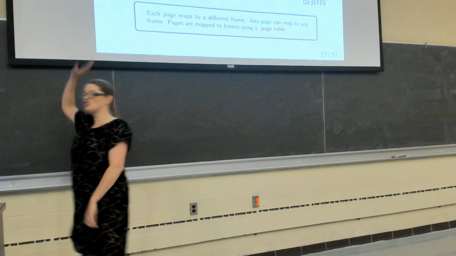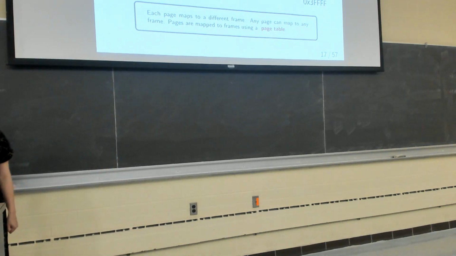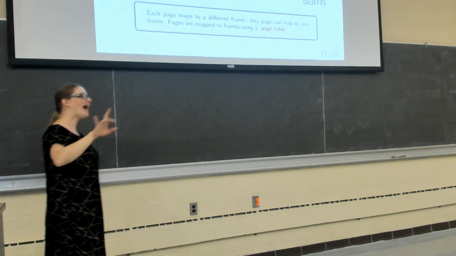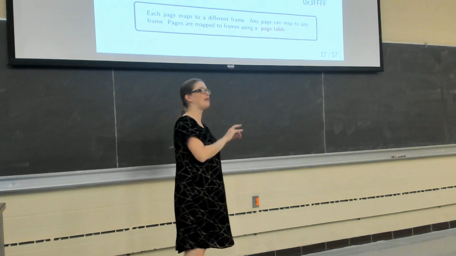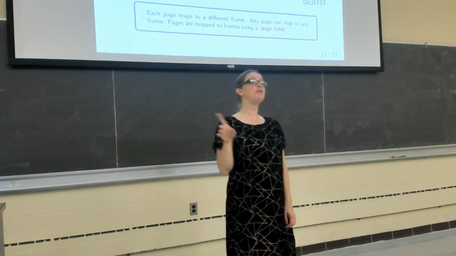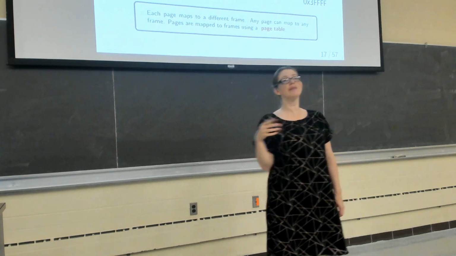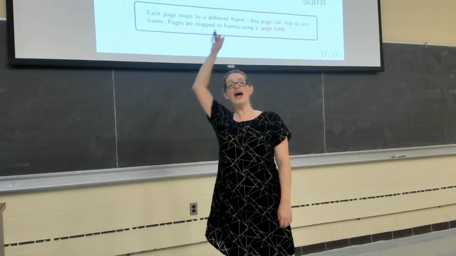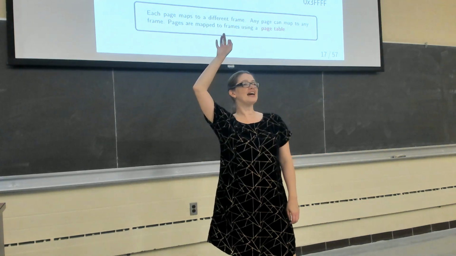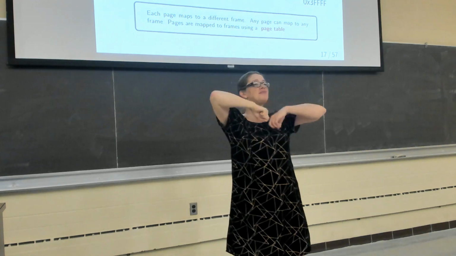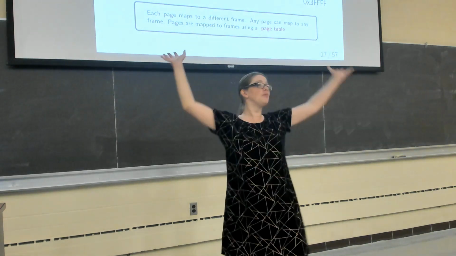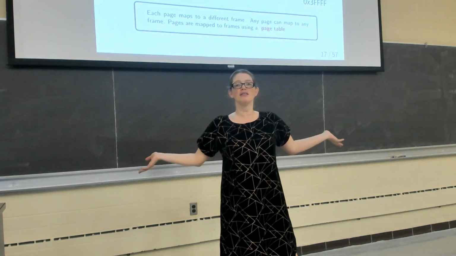Now, how does this actually work then? Because with segmentation and dynamic relocation, for each allocation of physical memory, I had to keep track of the relocation or offset and the limit for all of them. But now I've divided everything into teeny tiny pieces. And I've mapped them, I've just taken those pieces and I've thrown them to the wind in memory. How do I keep track of that?